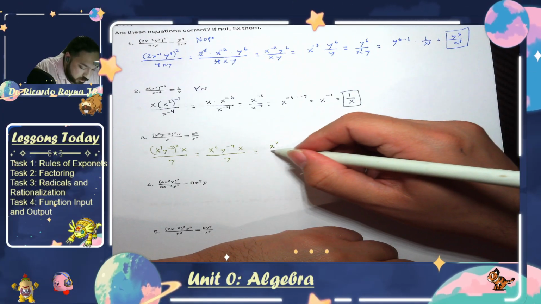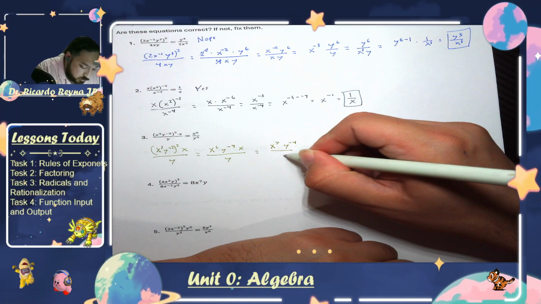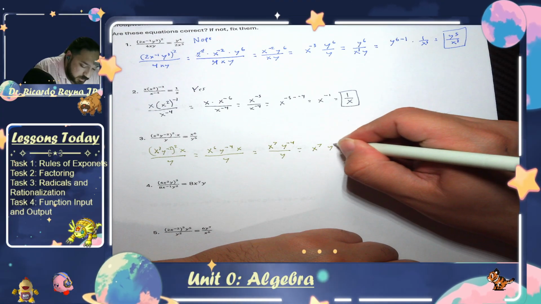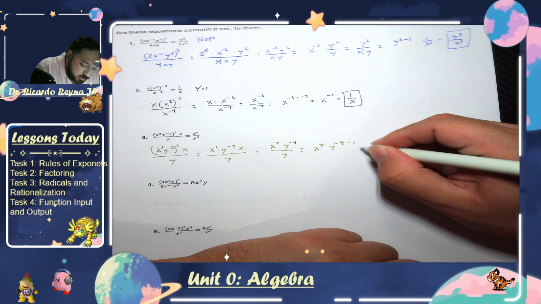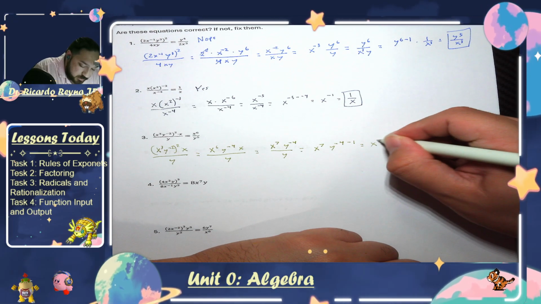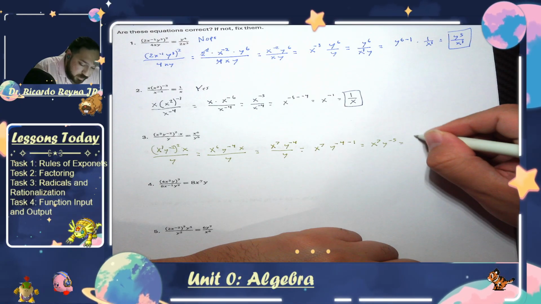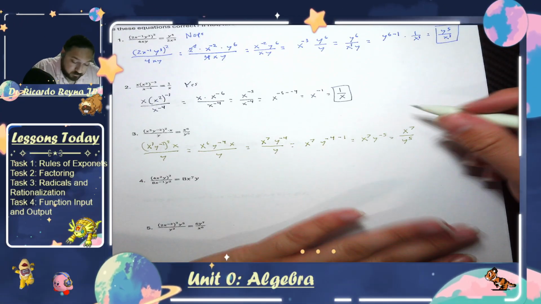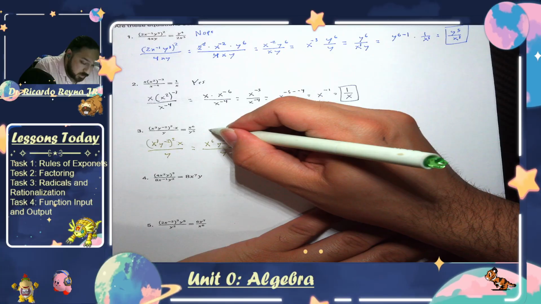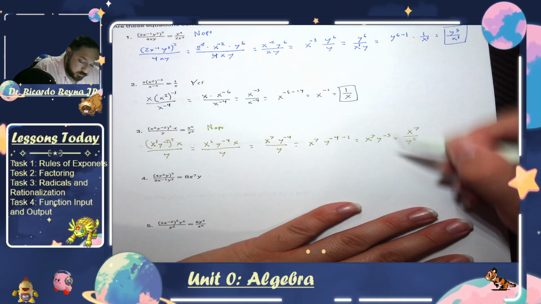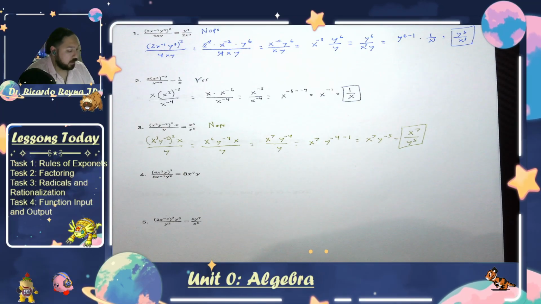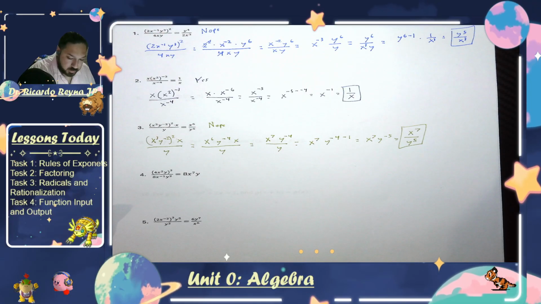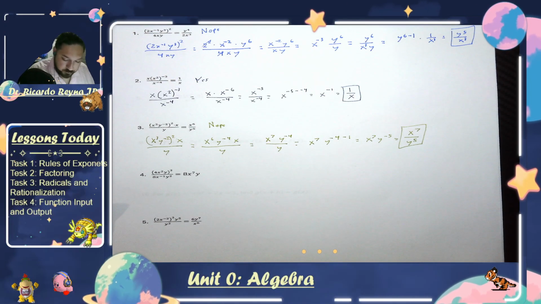And then, okay, I'm just going to rewrite it. x to the 7, y to the negative 4 minus 1. That's just going to be x to the 7, y to the negative 5, and that's going to be x to the 7th over y to the 5th. And is this correct? It does not match. Nope, and that's our answer. Okay, all right. Let's keep it going.